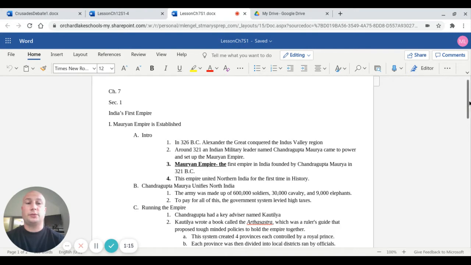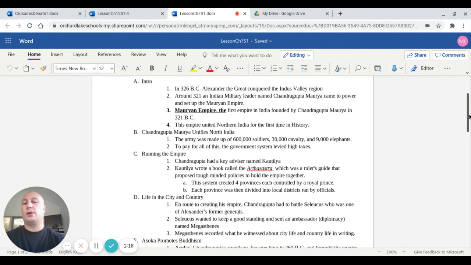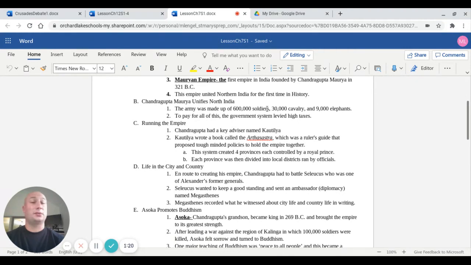Chandragupta Maurya unifies North India. He did this mostly through a powerful army. His army was made up of about 600,000 soldiers. That is huge for the ancient times. I mean, that's a very large amount of foot soldiers. It had an additional 30,000 cavalry. That's troops on horseback. And they deployed 9,000 elephants into war. That's a massive army, guys. To pay for all of this, of course, the government had to levy high taxes. When you levy taxes, that means that you regulate taxes, you introduce taxes. That's what that means.